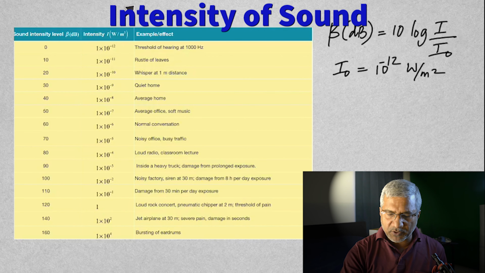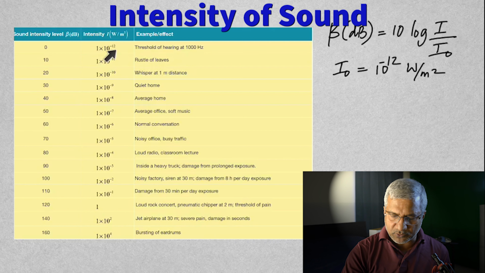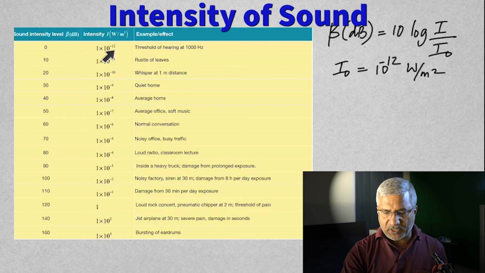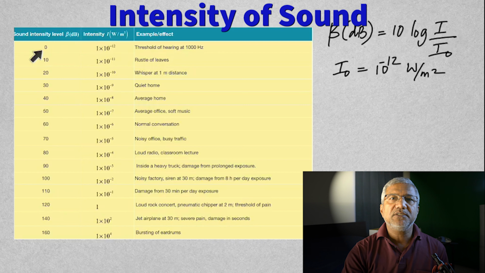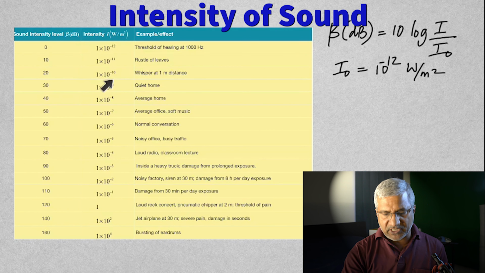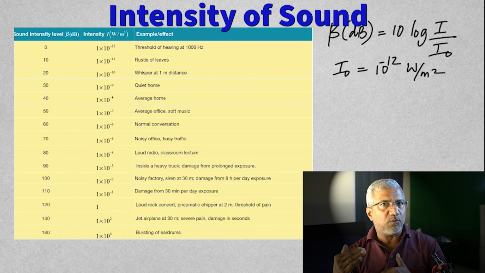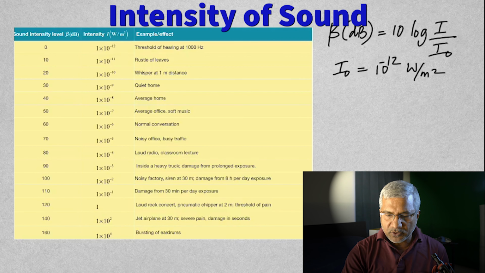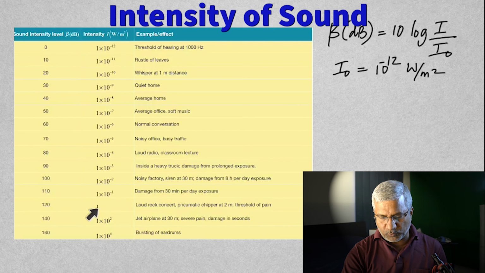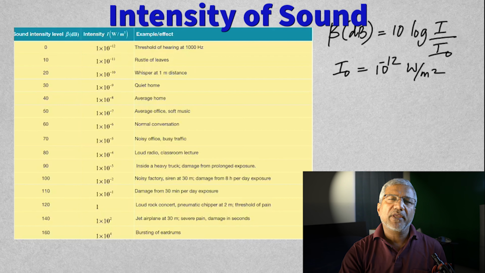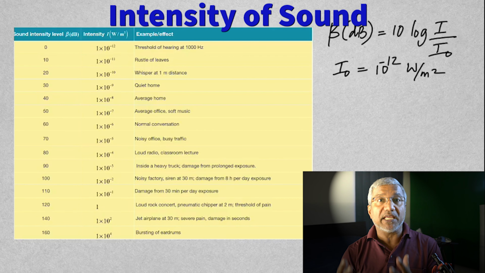So that's what this table represents. This table shows you that if you have 10 to the negative 12, you get 0 decibels. If it's 10 to the negative 11, then you get 10 decibels. 10 to the negative 10 becomes 20 decibels. So you see how the relation works. And when you get to 1 watt per meter squared, then it becomes 120 decibels. Actually, that's called the threshold of pain.